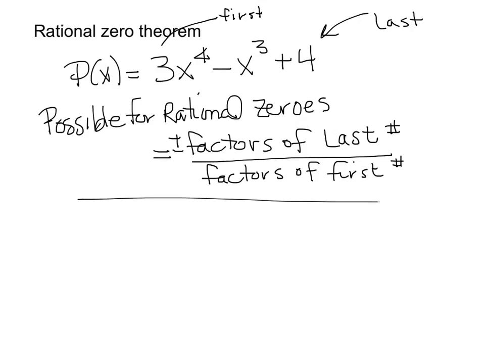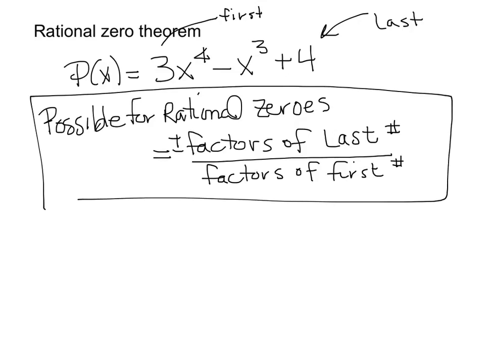So that's my shorthand notation for this rational zero theorem, that the possible rational zeros come from this list. So let's do this example. The list of possible rational zeros is going to be plus or minus the factors of the last number. So it could be a 4, could be a 2, could be a 1. Those are all factors of 4. Divided by the factors of the first number, which are only 3 and 1.